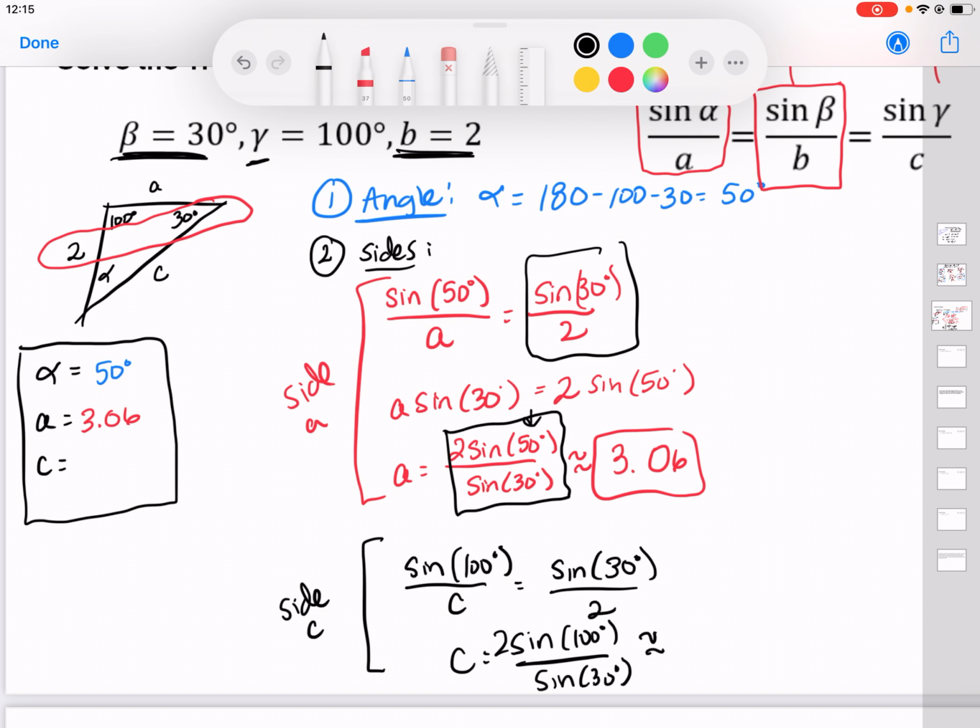Type that in. So in your calculator, the easy way, if you have a calculator that just lets you retype a portion in, you can just replace the 50 degrees to be 100. So you get 3.94, and you are good to go. You have all three pieces.